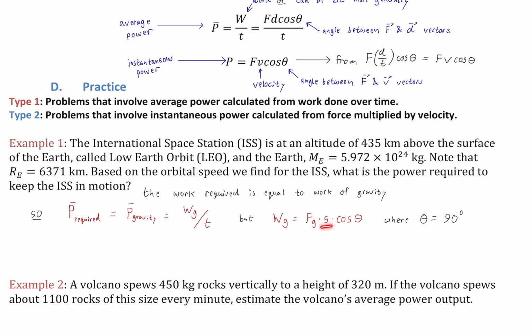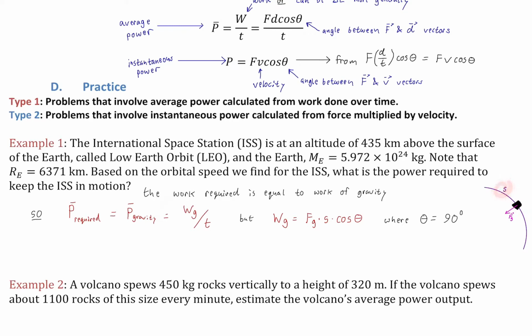And here I'm using S because S is the typical letter for arc length. Well, here's the thing. It's 90 degrees. Why is that? Well, think about it. Here's the orbital path, S, a circular path, and the force of gravity always points towards the center. Well, then it's always 90 degrees between the instantaneous velocity vector and the force vector.